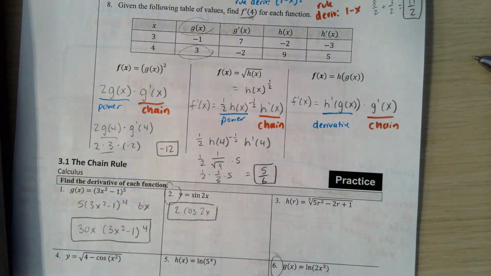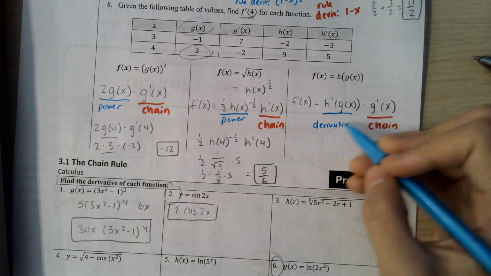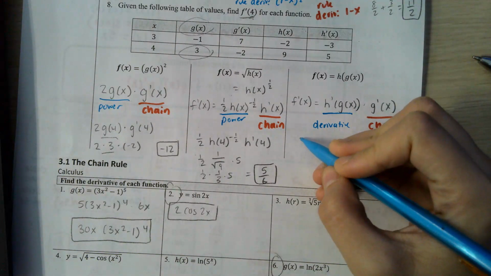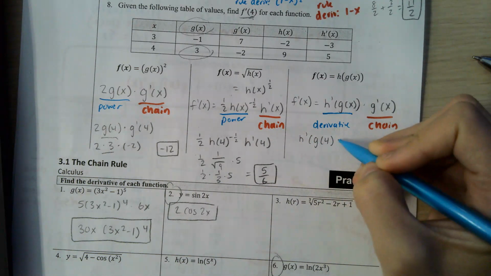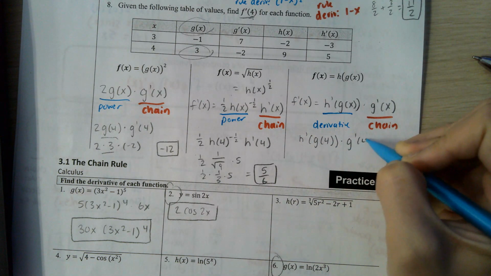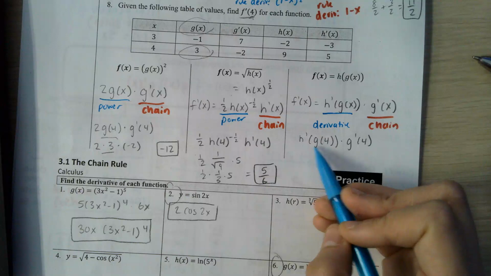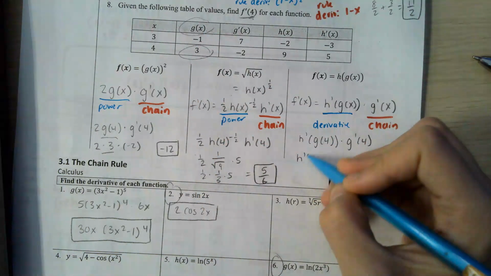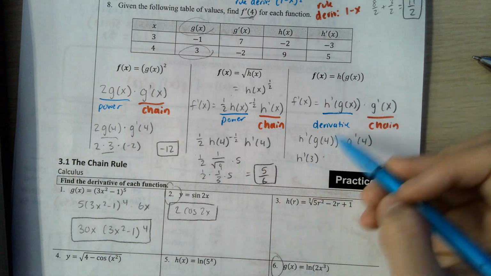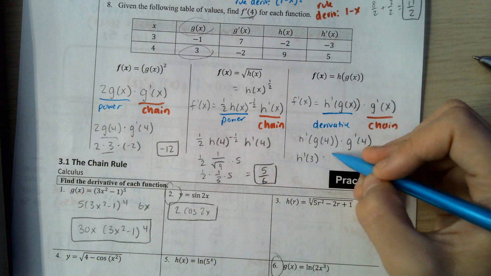Alright, so this one's a little tricky, this last one. So we took our derivative, so now we're going to plug in our 4. So we have h prime of g of 4 times g prime of 4. Okay, so g of 4 is 3. So h prime of 3. And then g prime of 4 is negative 2.